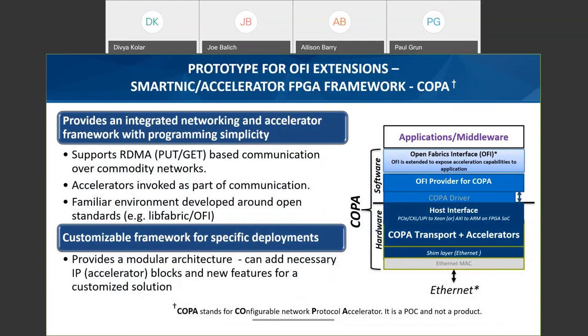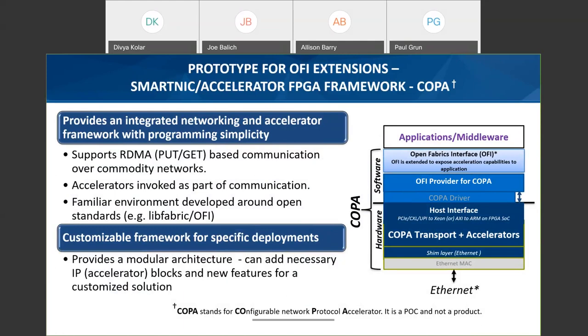So this prototype that we have developed is a SmartNIC accelerator integrated framework. It's called COPA, which stands for Configurable Network Protocol Accelerator. And as I mentioned earlier in the presentation, it's a POC and not a prod. So the COPA work can be broken into two phases. The first phase provides a baseline model.